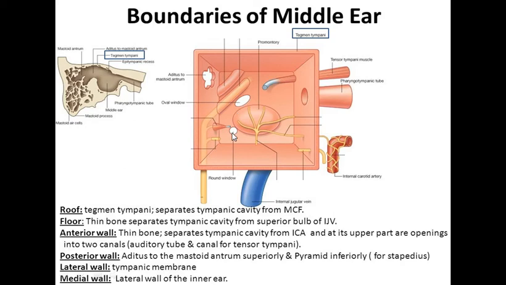round window, right? So again, repeating it, the roof is formed by the tegmen tympani. The characteristic feature of the anterior wall is the bony ridge separating it from the internal carotid artery and having two canals, one for the pharyngotympanic tube and one for the tensor tympani muscle. Anterior. In the posterior wall we can see superiorly the aditus to the mastoid antrum, and after that a pyramidal opening for the stapedius muscle. Laterally we have the tympanic membrane. Below is the bony ridge that is separating it from the internal jugular vein, right?